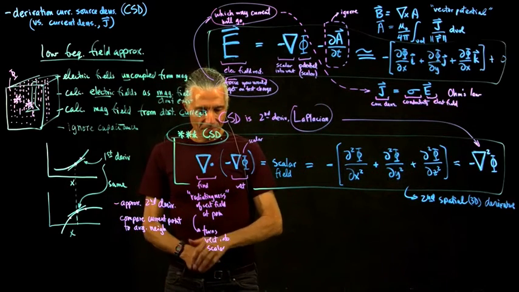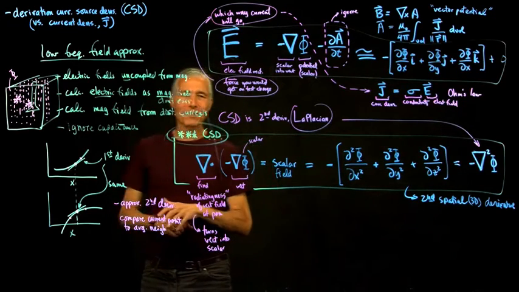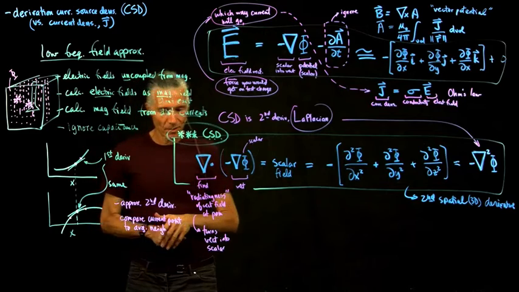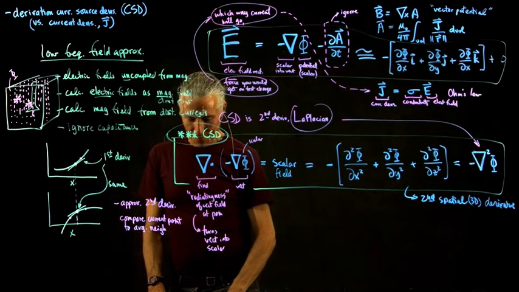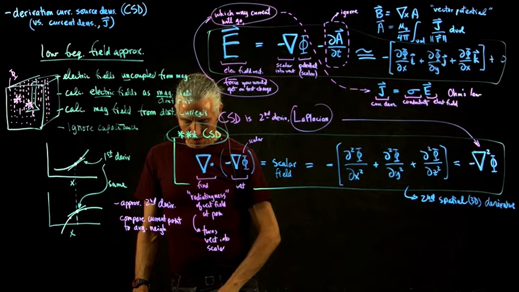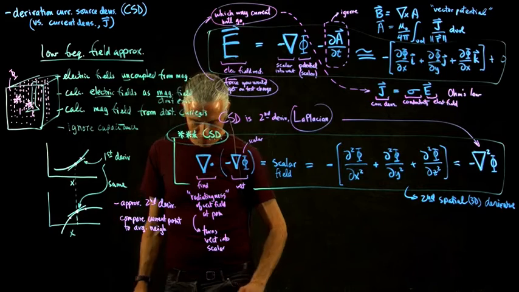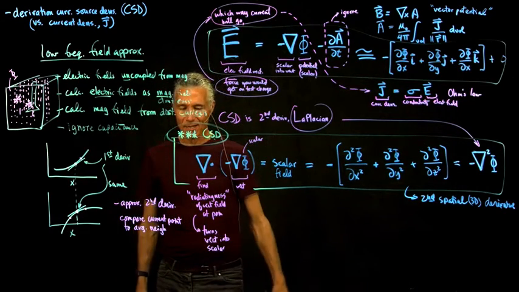Okay, so that's the current source density, the derivation of the current source density, and we just powered through it so quickly. So what about an example of what this actually looks like?